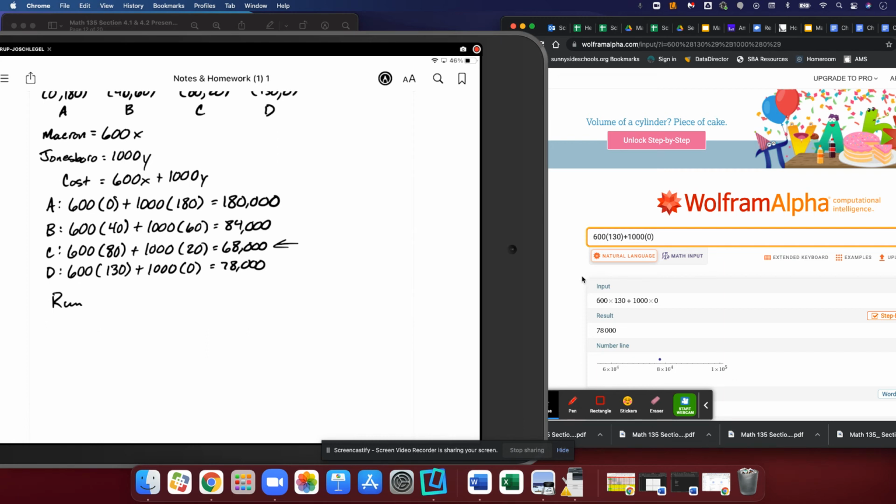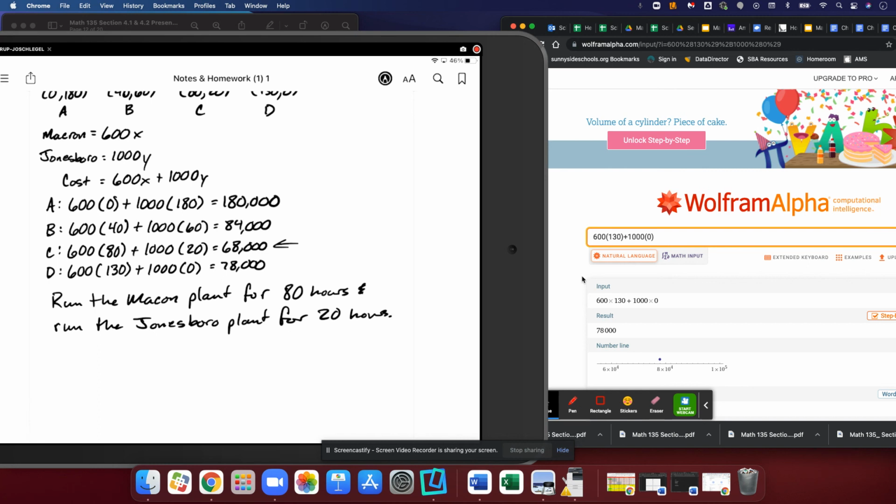Run the Macon plant for 80 hours and run the Jonesboro plant for 20 hours. Doing this as compared to running the Jonesboro plant to completely fill the job gets the exact same job done for $112,000 less. That's pretty sick right there.